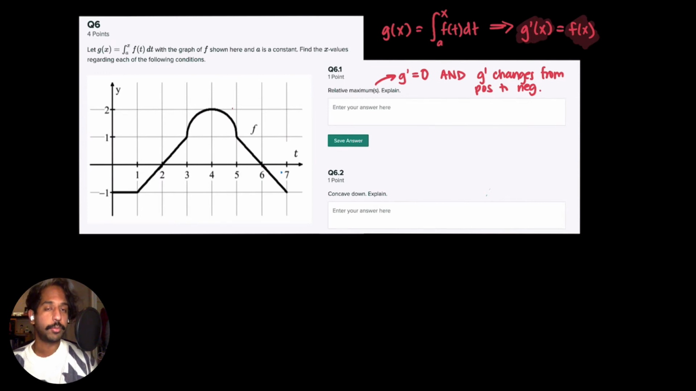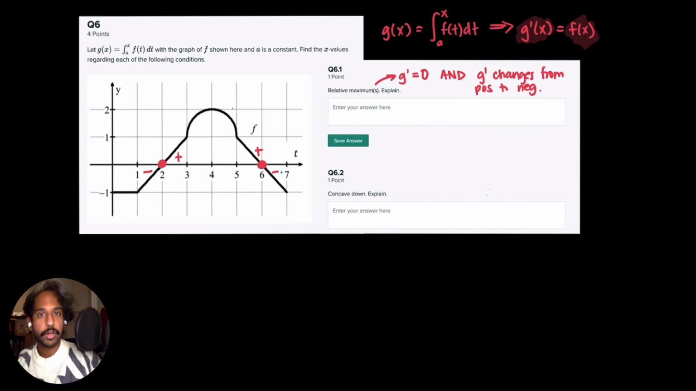First off, where is g prime, or where is f, 0? I see that happens at 2 locations. But I also need to find when does it change from positive to negative. Well, at x equals 2, it goes from negative to positive, so that's not what we want. Instead, at x equals 6, I see that our value changes from positive to negative, and that's what we want.